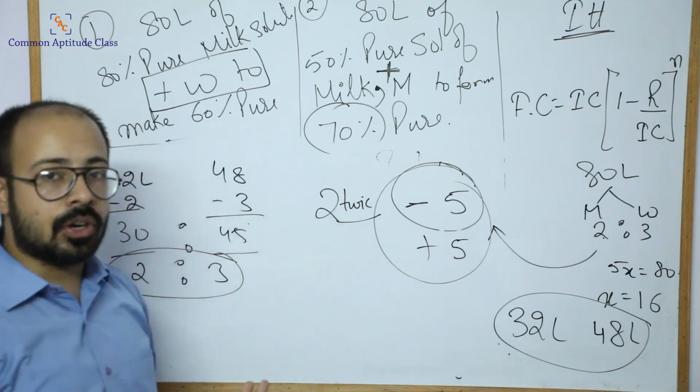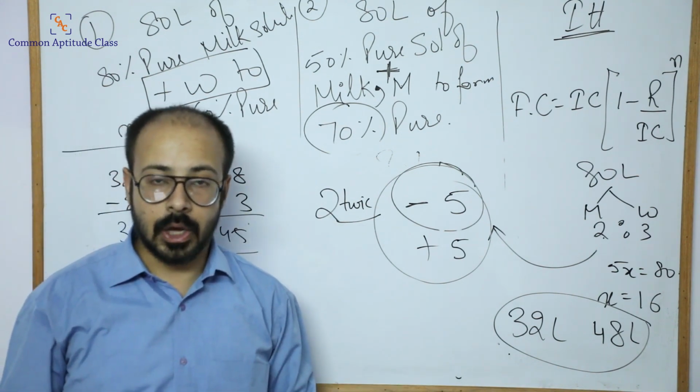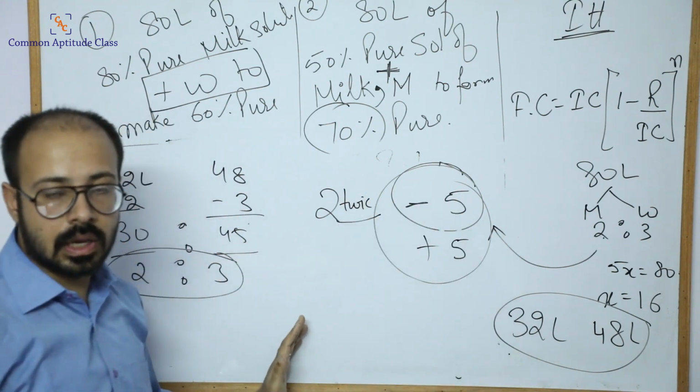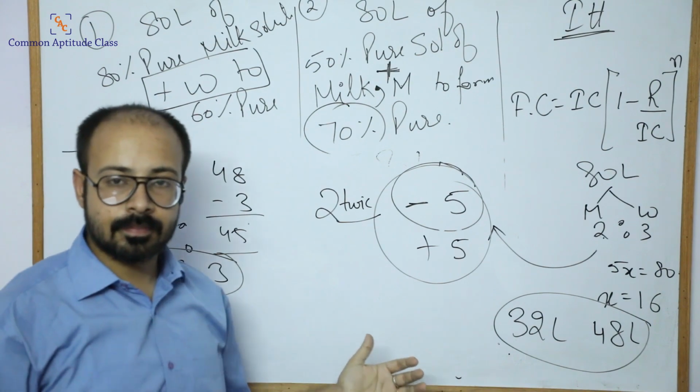So this is the complete alligation and mixture. I hope you get it. So try to solve as many questions as you can regarding this. Thank you.